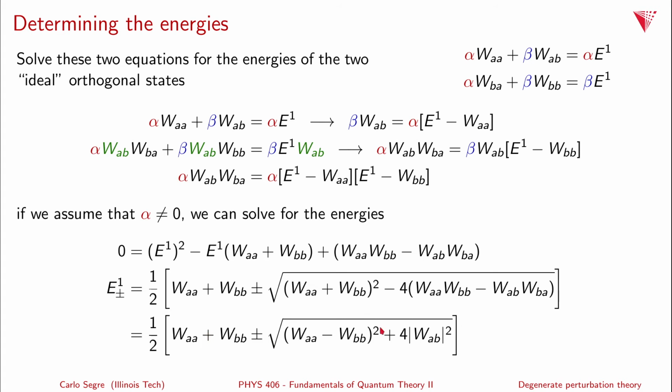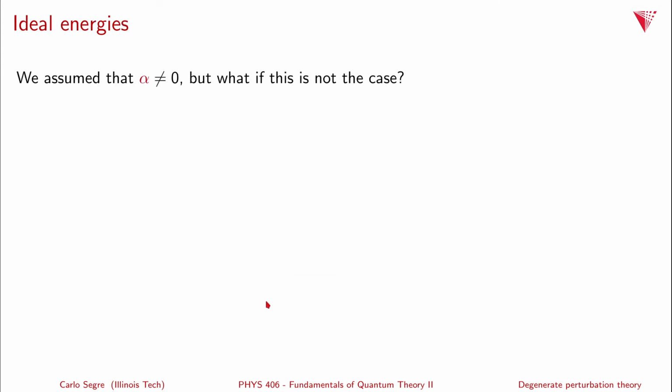If we now recombine what's under the square root and square this out, it will cancel two terms, and we can rewrite this in a very simple way. So E1 plus or minus is equal to 1/2 times (WAA plus WBB) plus or minus the square root of (WAA minus WBB) squared plus 4 times the modulus of WAB squared. So we assumed that alpha was not equal to 0 to get that solution.